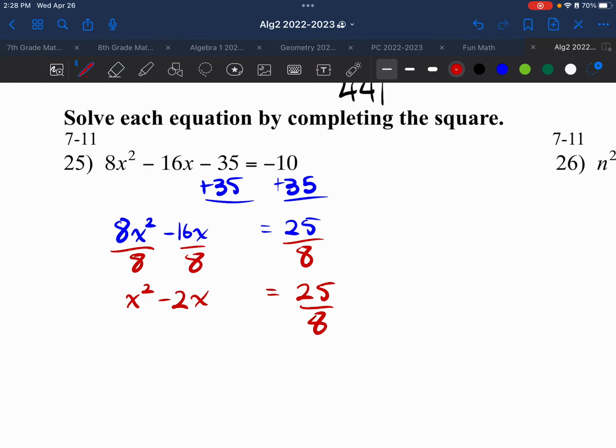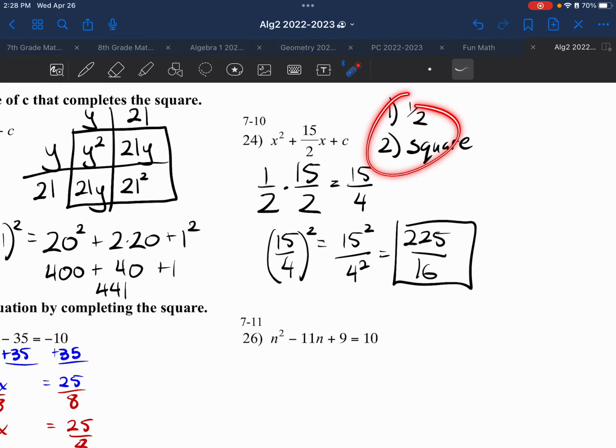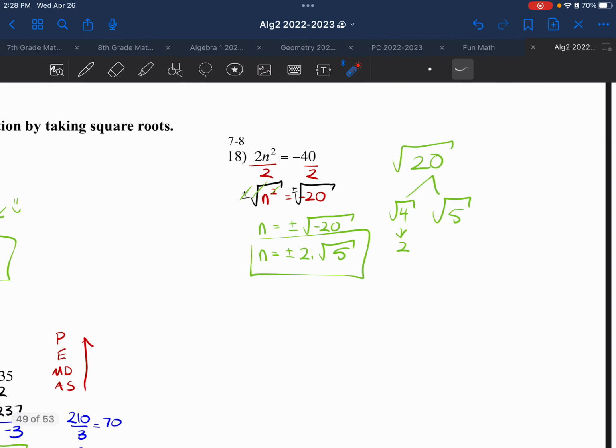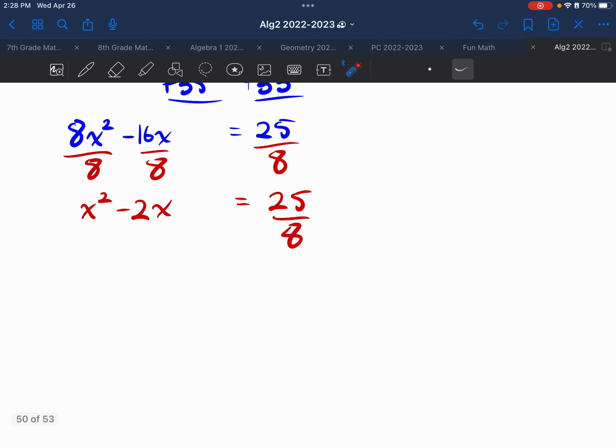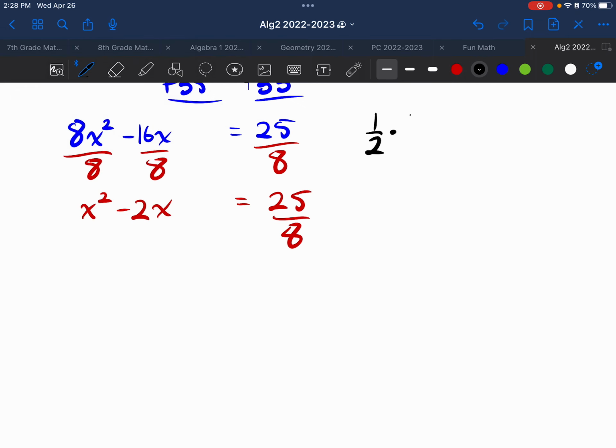Okay, now I'm ready to complete the square. So again, completing the square, as I showed you with my two-step process up here, is you take half the middle term, then square it. So half of our middle term. Half of negative 2 is, I'll write it over here, my handwriting is off, I think I'm going to change this all the way down. There we go. Half of negative 2 is negative 2 over 2, which is negative 1, and then I square it. Negative 1 squared is 1.